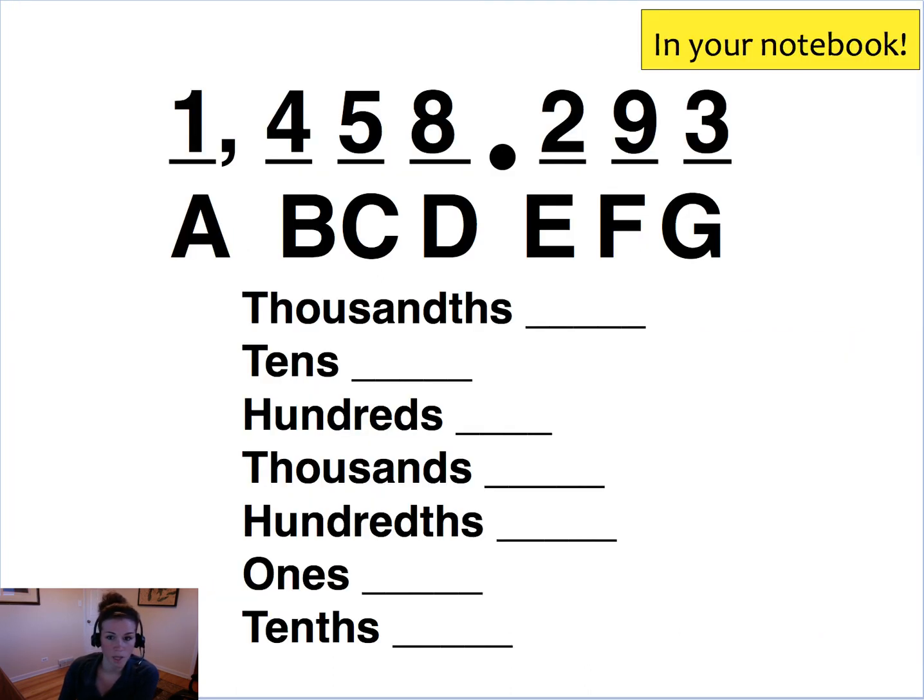So let's try this. Write down the number. Make sure you have the decimal point in the correct place. And then under each digit, label it with these letters. So you have A through G. Then go ahead and pause the video and try to identify each of the places. So write down thousandths. Make sure you pay attention to whether there's a TH in the word or not. And then match the letter with the appropriate place. Then when you're ready, play the video again and I'll have the answers on the next screen.